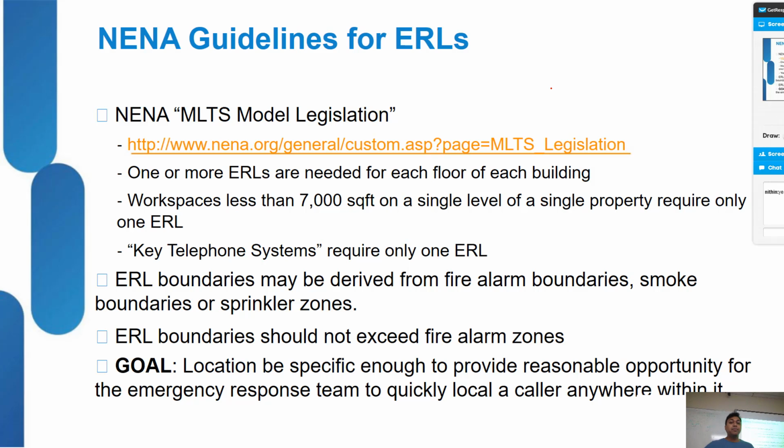A recommendation is for every 7,000 square feet, you must have at least 1 ERL. More than that, you need 2. Okay? Why is that? It's just for trying to keep the search location as small as possible.